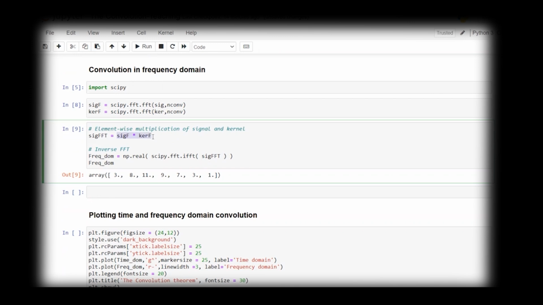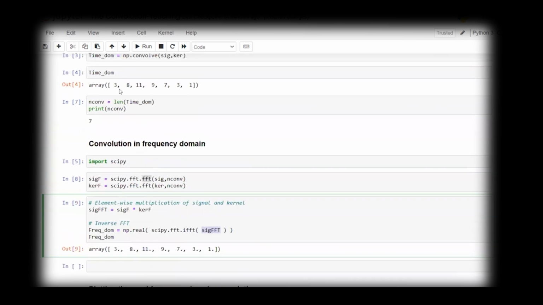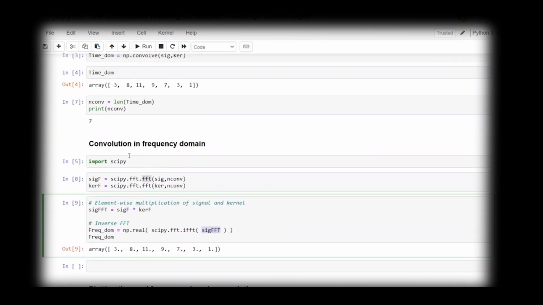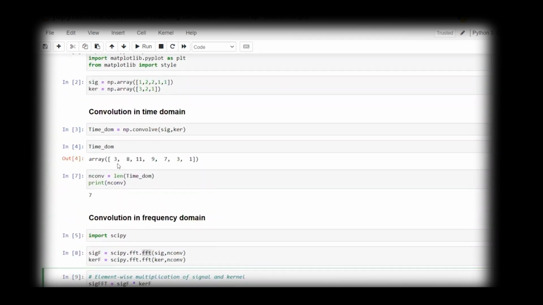Next, we perform element-wise multiplication between these 2 frequency domain signals. For element-wise multiplication, both signals must be the same size, and here both have 7 samples. After multiplying them, we obtain the convolution result in the frequency domain. Since this result is still in the frequency domain, we now apply the inverse fast Fourier transform, written as IFFT, to convert it back to the time domain.